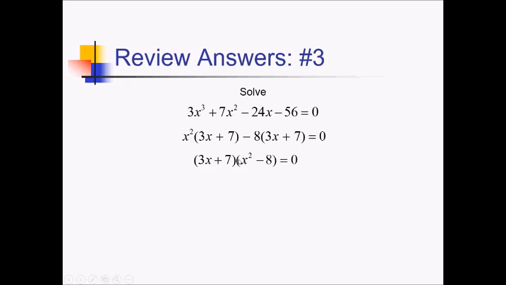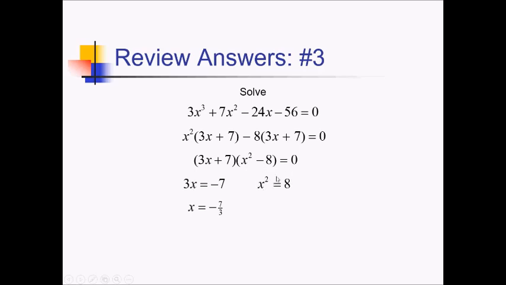And now let's set each of these equal to 0 and solve. If 3x plus 7 equals 0, well, I could subtract 7 and divide by 3 to get negative 7/3. So that would be one answer. And then for this other one, I can add 8 to the other side.